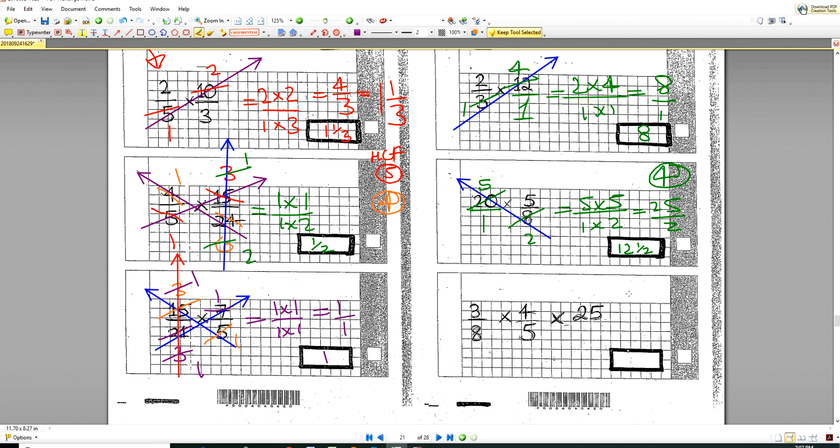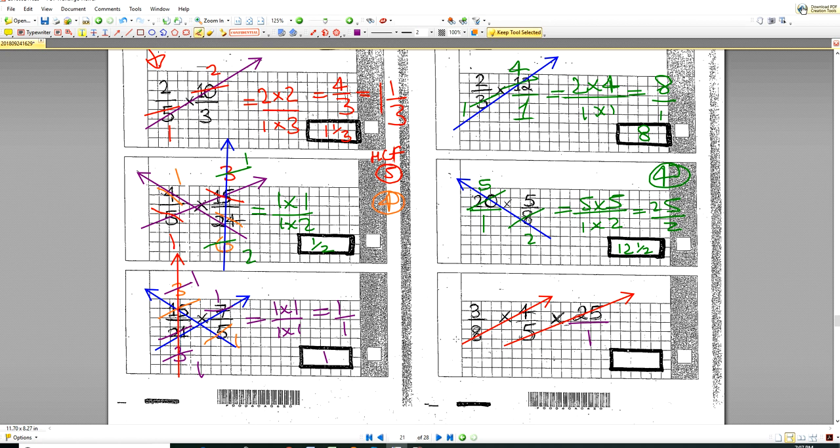That's that question done. This next question has 3 parts to it. So we write down 25 as 25 over 1. And if you look at the diagonals that we can cancel, we can identify this diagonal is good and this diagonal is good for cancelling. So let's have a go at cancelling now.